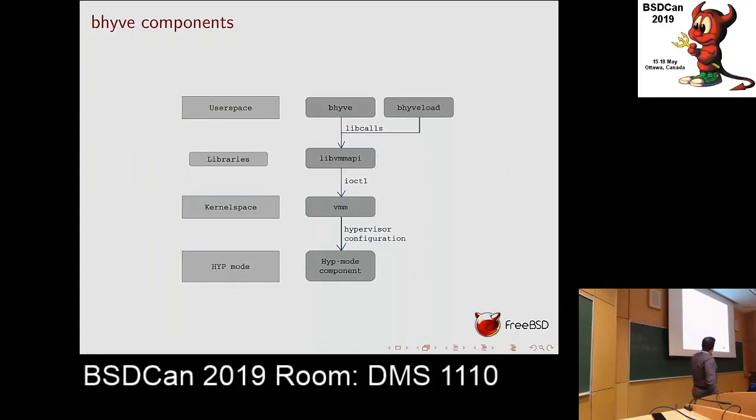Okay, let's dive a little into bhyve. In bhyve we have multiple levels. We have the user space, where we have the bhyve executable and bhyveload, which is the loader, depending on what you are using. These two user space applications make system calls to the kernel space. In order to have a uniform way of calling the kernel space, a user space library called libvmmapi was created, which exposes some interfaces. Those interfaces do ioctls to the vmm kernel module. And for ARM, we added this hypervisor mode component, basically running in hypervisor mode. This doesn't exist in bhyve x86.